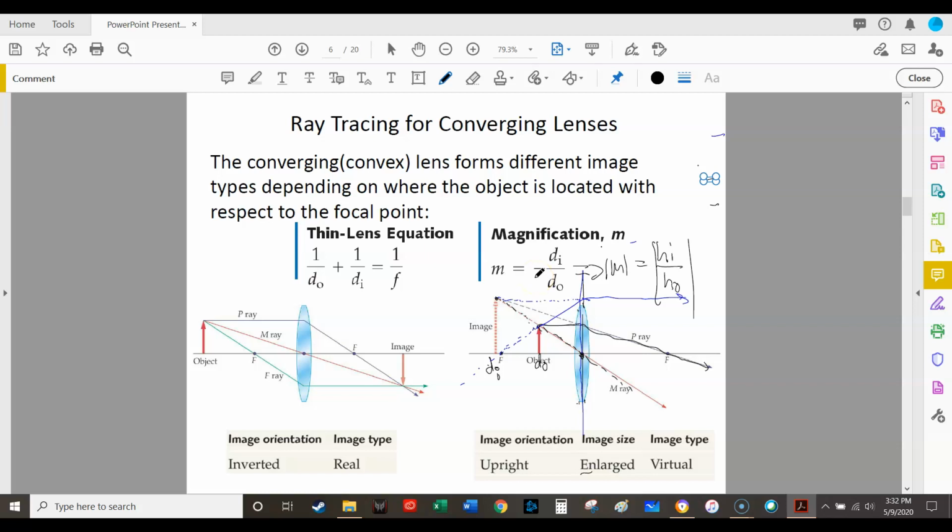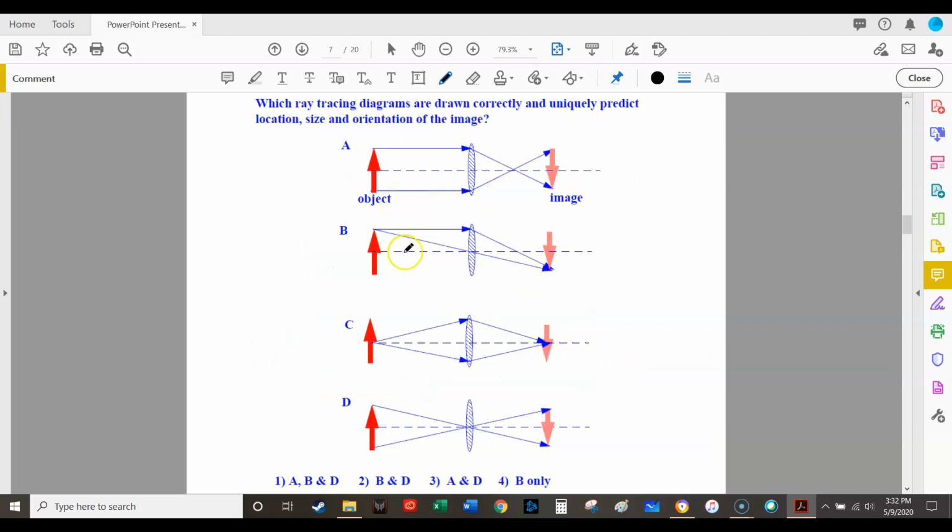Anyways, let's do a problem, shall we? Oh, let's do a couple conceptual things. Conceptual exercises. See if you can do it. Which ray tracing diagrams are drawn correctly and uniquely predict the location, size, and orientation of the image? Is A drawn correctly? Is B drawn correctly? Is C drawn correctly? Is D drawn correctly? Or is a combination of these drawn correctly? So which ones do you think? Go ahead and pause the video and go through the steps and procedures that we went through to draw.